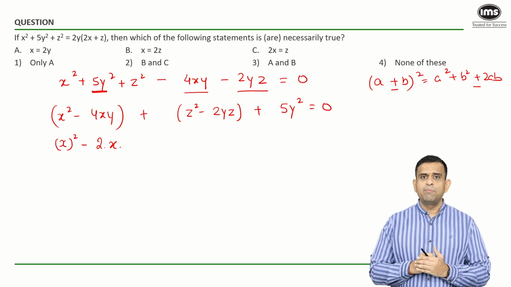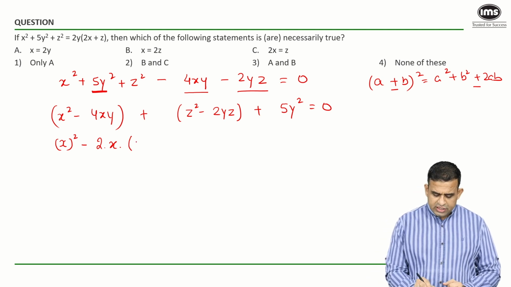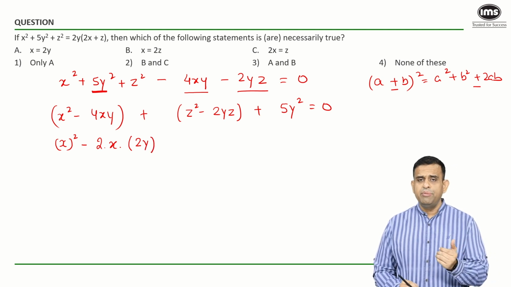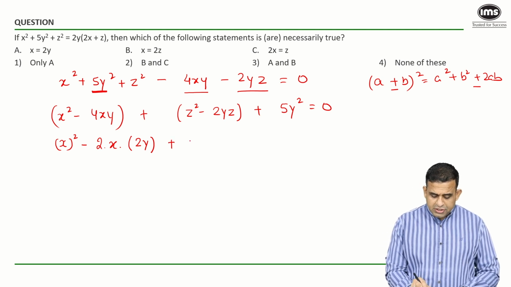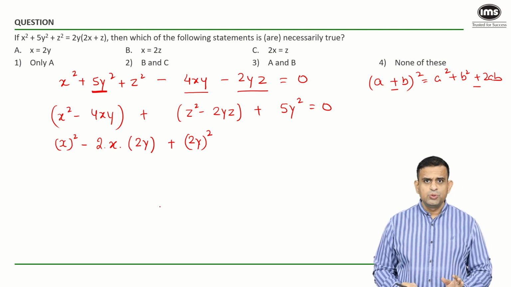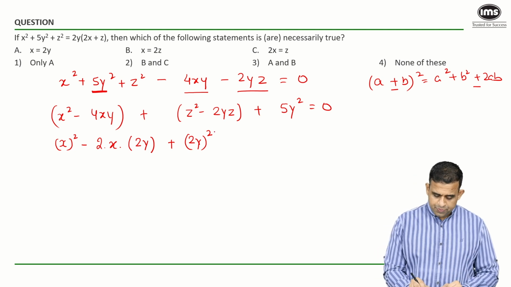Now what will you multiply in the term 2x to reach the number 4xy? And the answer is I need 2y term. If I now compare this part with the a square minus 2ab, your b term happens to be 2y. That means the term b square must be equal to 2y whole square, which happens to be 4y square. And please note the given term of y square was nothing but 5y square over here.